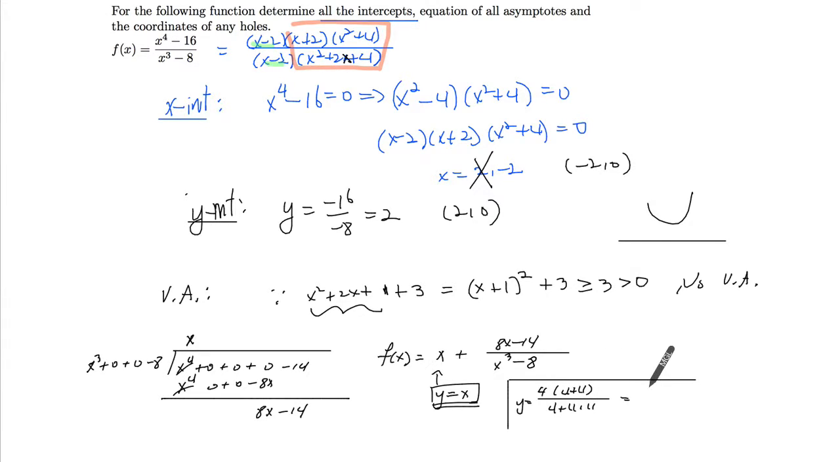So that's 4 times 8. And this is 4 times 3. So you get 8 over 3. So the coordinates of the hole is 2 and 8/3. And we're done. We have all the information.